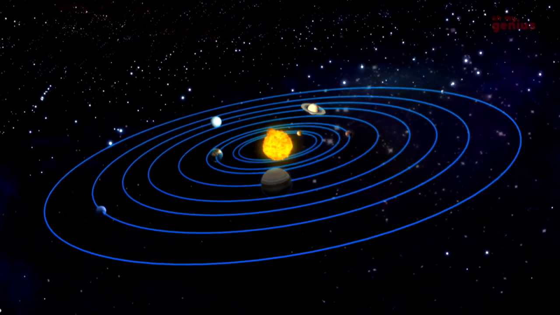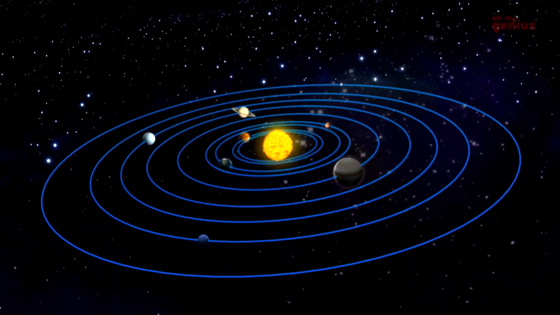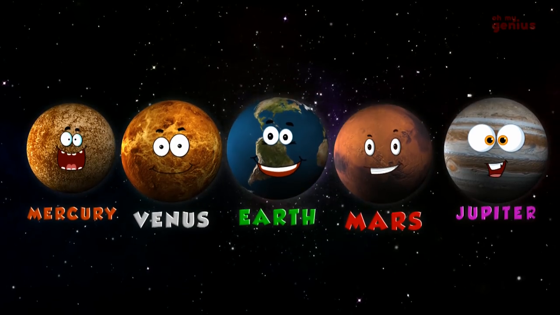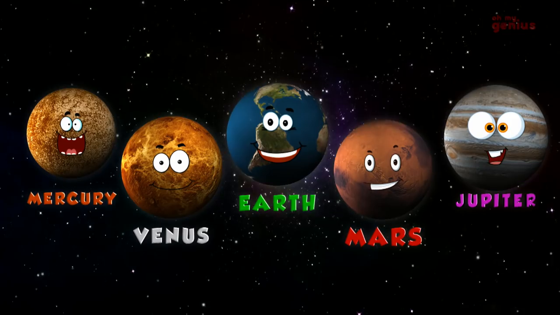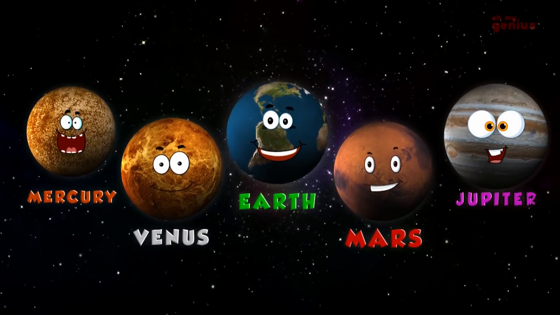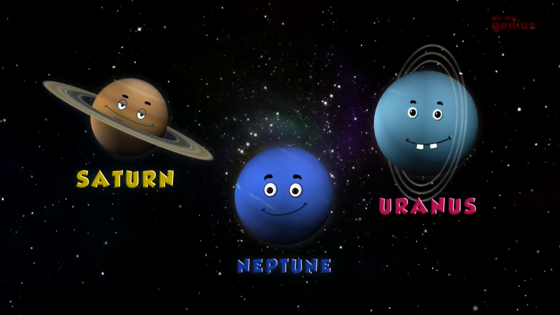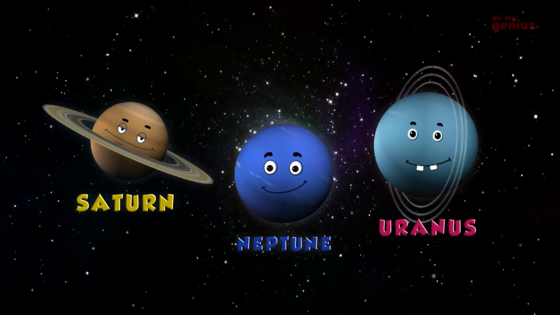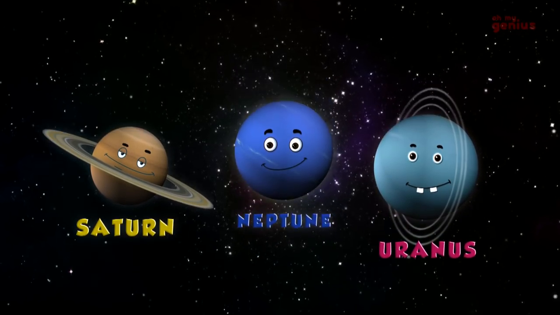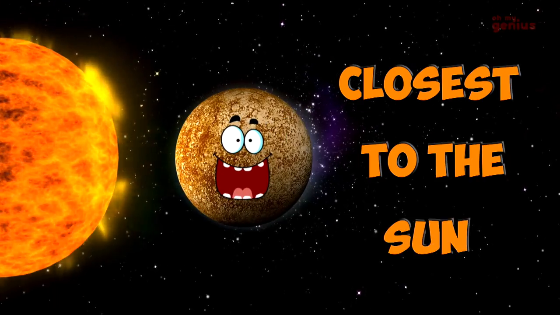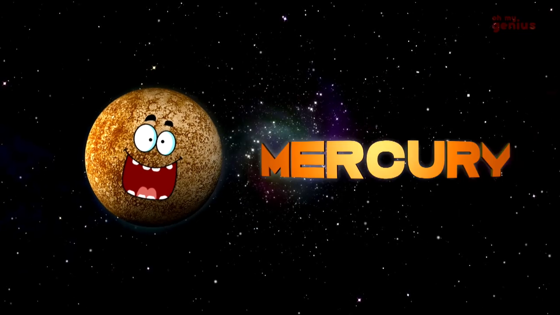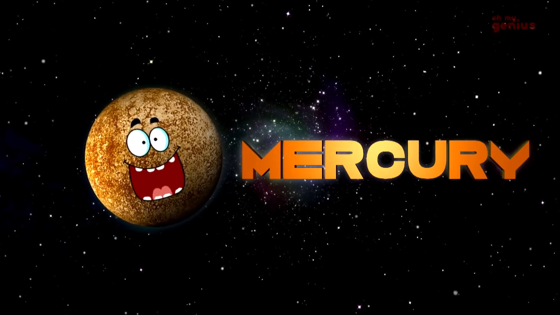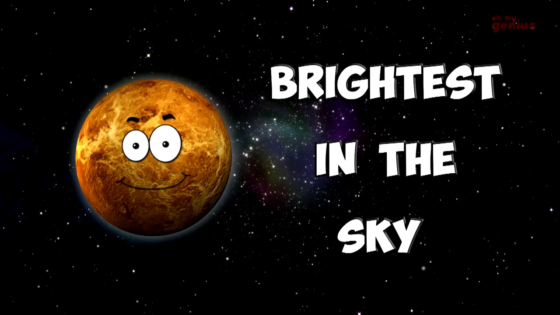Are the planets big and round? Watch us happily fly around. We are the planets big and round. Watch us happily fly around. I'm closest to the sun. I'm Mercury, Mercury.